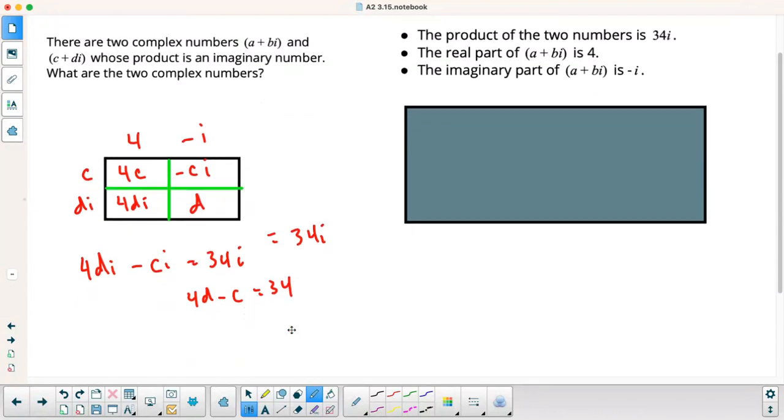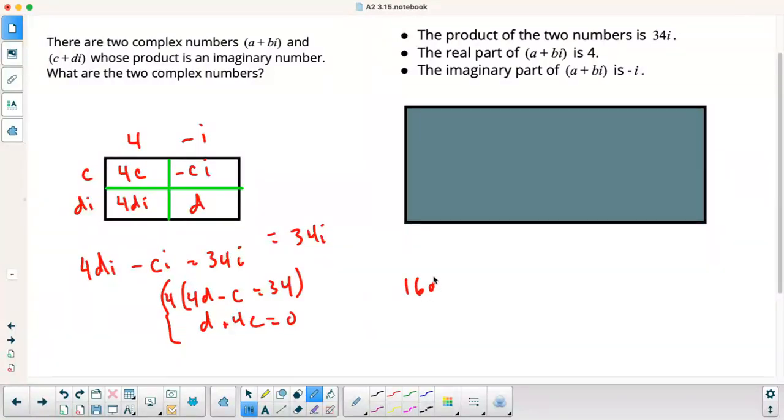And then maybe I could come here and say these would have to add up to 0. So I'm going to say d plus 4c equals 0. And what I have here is a system of equations. So I would have to use substitution or elimination to find this answer. So let's see here. Could I, maybe if I multiply this one by 4, I'd get my c's to cancel.